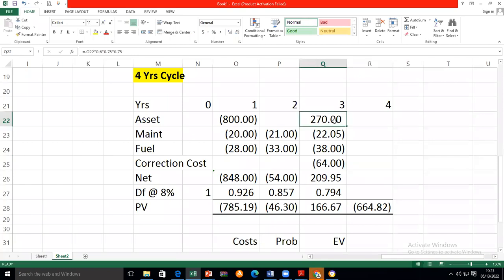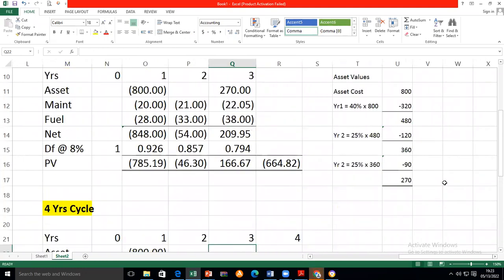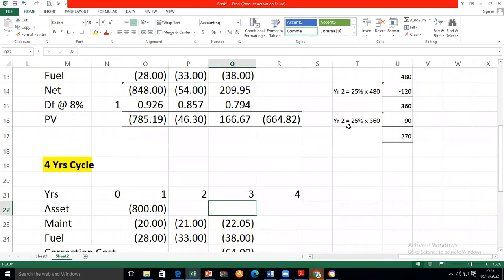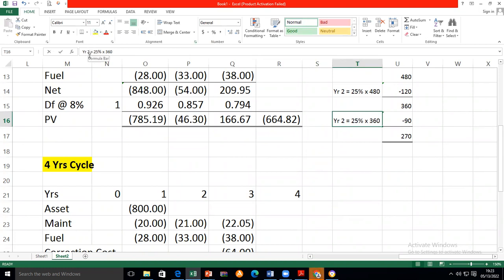Resale value, what will it be after the 3rd year? Will it still be 270? No. What will it be? Have you calculated what it will be? It will be 203.